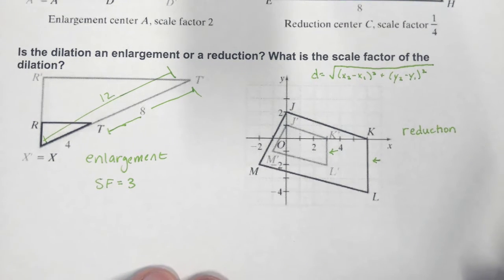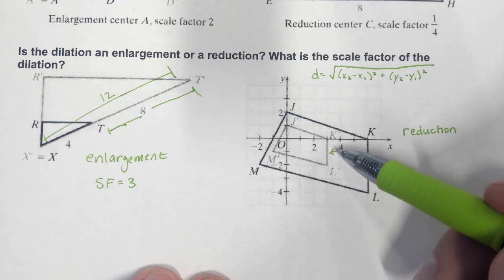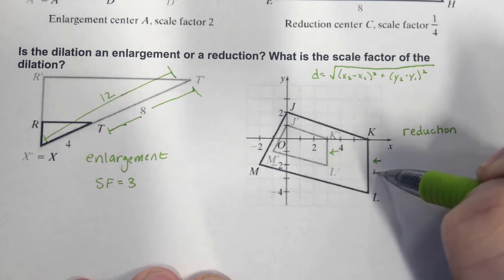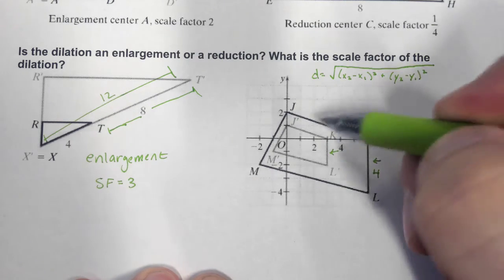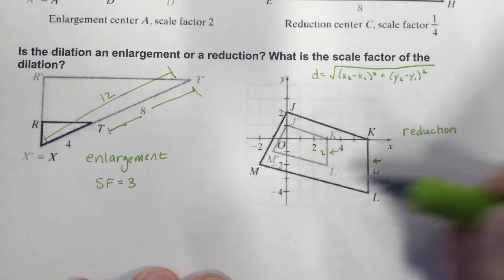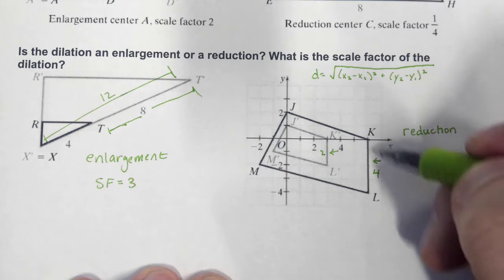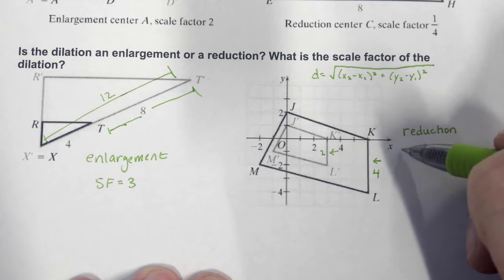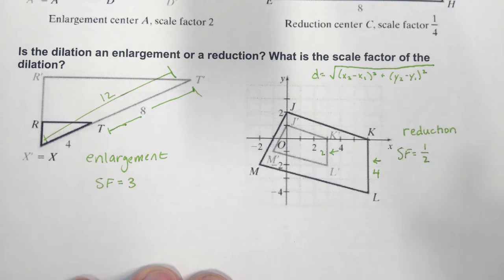Luckily for us, on this problem, we can just count. KL goes from 0 down to -4. That's a length of 4. K prime L prime goes from 0 to -2. That's a length of 2. This one got from 4 to 2. That's half the size. So the scale factor is 1/2. Always put the scale factor, I think, as a fraction, by the way.